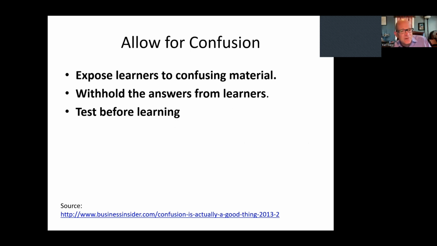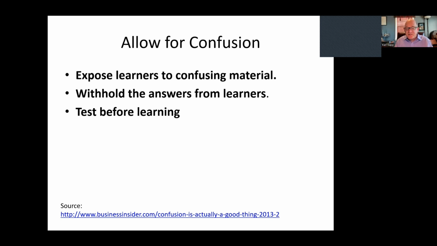And allow for confusion. Expose learners to confusing material. I think one of the mistakes we make in instructional design a lot is we dumb down the material to the point where people don't care. Right? That's so simple. It's so easy. I don't care. So make it confusing, at least to start with. Let them try to figure it out. Again, that's cognitive processing that you've got to go through and figure out. Maybe withhold some answers. Maybe test before somebody even learns something. Providing that little bit of sense of confusion, that desirable difficulty can be helpful.